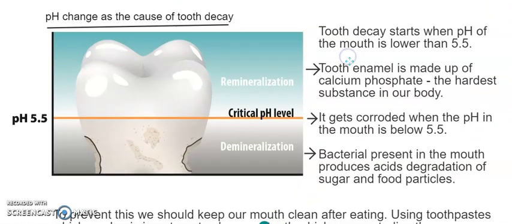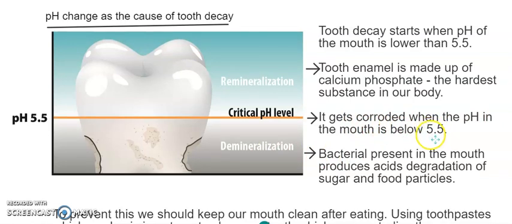Tooth decay. If you eat something and you forget to gargle and wash your mouth, then the food particles will remain in the mouth. The actual pH of the tooth should be 5.5. A pH lower than 5.5 will result in demineralization of the teeth. Okay, so tooth enamel is made up of calcium phosphate, the hardest substance in our body. It gets corroded or demineralized, meaning it will be turned into powdered form. Okay, when the pH in the mouth becomes below 5.5, the acid is going to work on it and change its hardness into a soft powdery part.